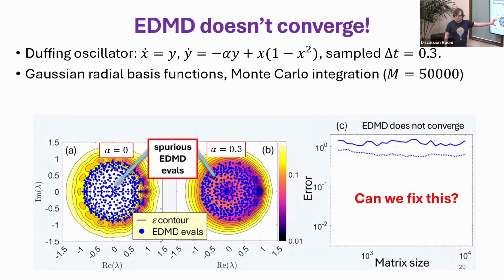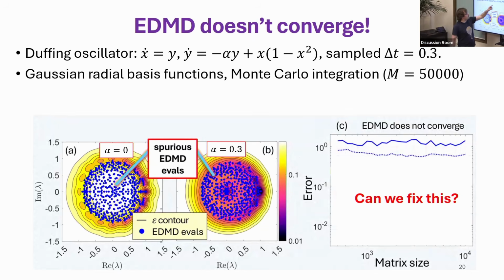This, in fact, is the example from the first EDMD paper, so I've not cherry-picked a weird example. I've taken the first EDMD example and just shown that it doesn't converge. Here I have the Duffing oscillator, a 2D ODE system. To get a discrete time system, I sample the solutions, computed very accurately using a multi-step method at time steps of 0.3.